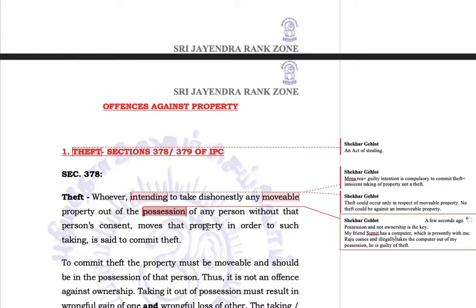Assume I am a thief. I stole a laptop from someone. Now the laptop is in my possession, and if someone steals the laptop from me, he is also committing theft. You cannot say that because I am a thief and stole it from someone else, he can steal from me freely. That will also amount to theft. Stealing from a thief is also theft. Whoever intending to take dishonestly any movable property out of the possession of any person without that person's consent moves that property in order to such taking is said to commit theft. Moves that property.